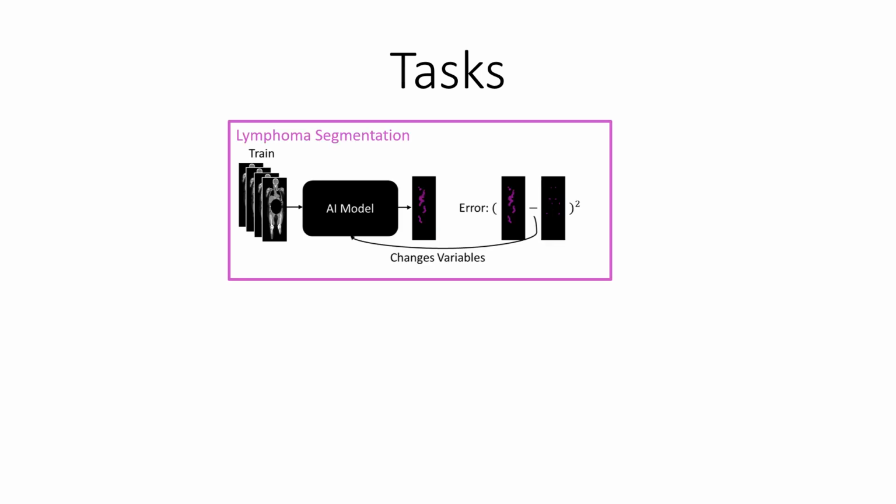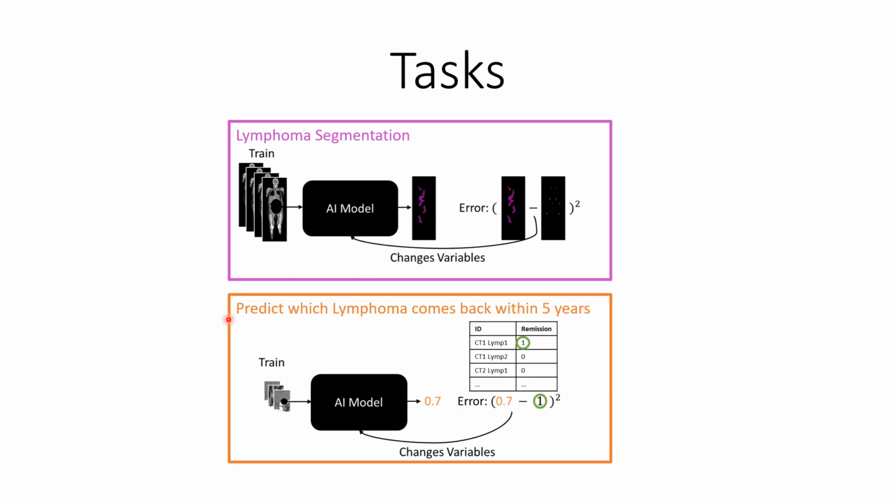So we have our two tasks. First of all, lymphoma segmentation. Here we give the AI model a whole body CT scan, and the model learns to output a segmentation of all the lymphomas. And then we had the classification or prediction task. Here the model gets a sliced cube of CT, and the model should predict whether this lymphoma on the sliced cube comes back within the next 5 years or not.